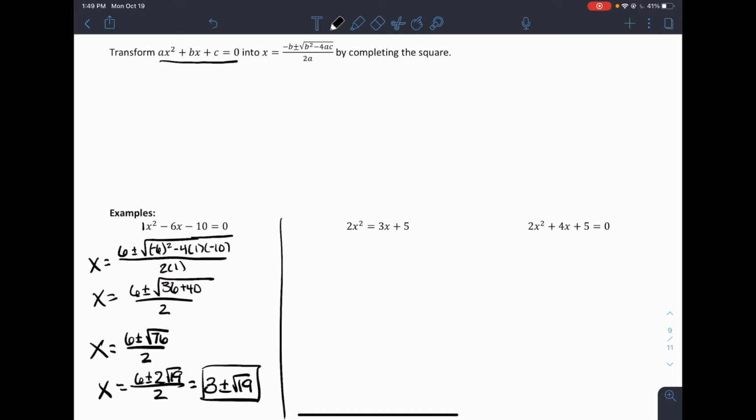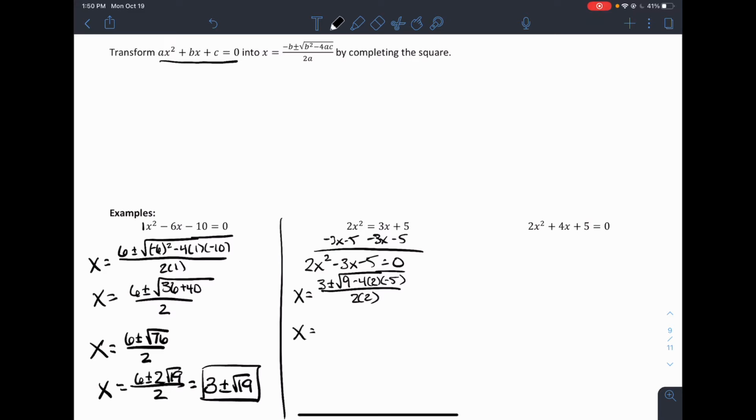Let's try again. Here, remember, one side needs to be 0, so I'm going to subtract 3x and 5 over. So 2x squared minus 3x minus 5 equals 0. So x would equal 3 plus or minus the square root of 9 minus 4 times 2 times negative 5 all over 2 times 2.